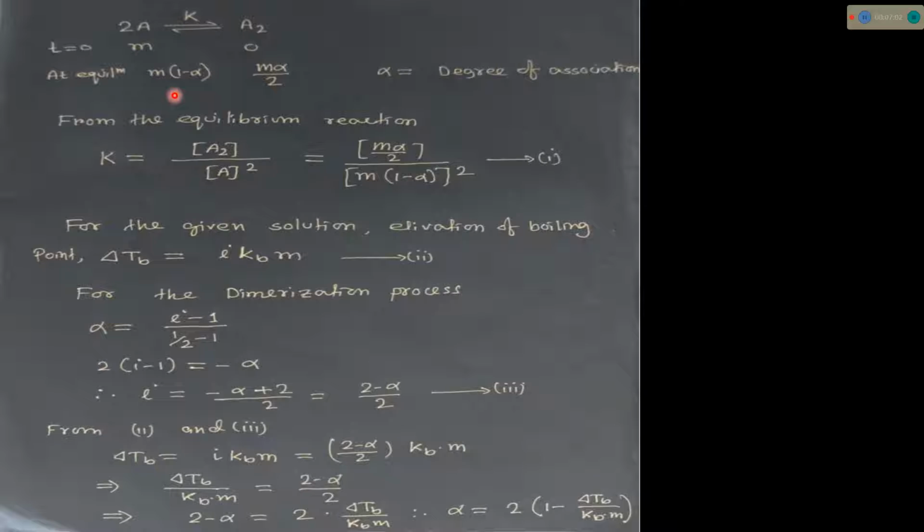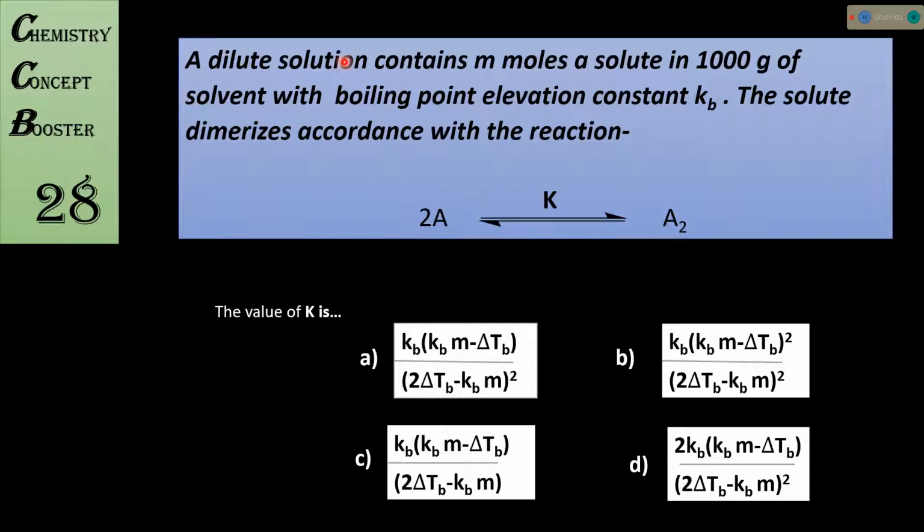So see in the questions, m moles of solute are in 1000 gram of solvent. We all know the definition of molality. Molality means m moles of solute in 1000 gram of solvent. If there is 1 mole of solute in 1000 gram of solvent, then that solution is called 1 molal.